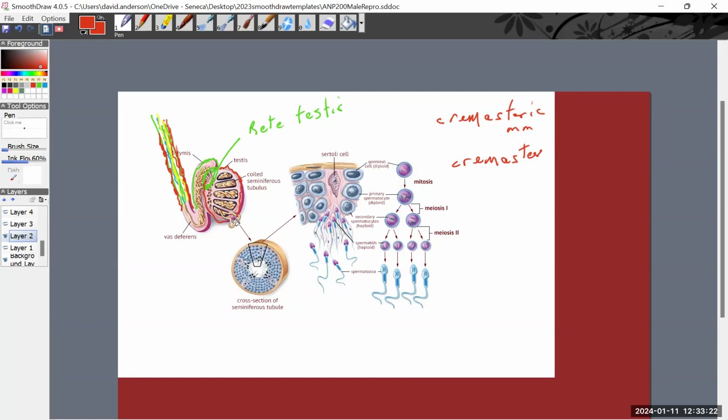So in this picture here, if you can see it, I hope you can see it okay, we've got this cross-section of our seminiferous tubule. So here's our seminiferous tubule. And within the seminiferous tubule, there will be some nurse cells or sustentacular cells. They're depicted intermittently through there.